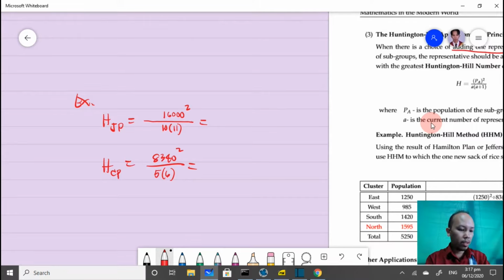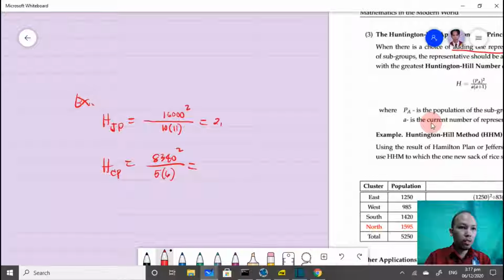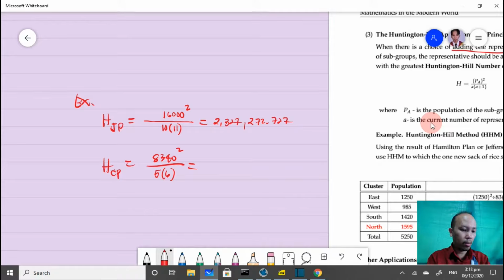So we have 16,000 squared divided by 10 times 11. Okay, so the answer is 2,327,272. Okay, 0.727. And then this one is 8,340 squared divided by 5 times 6.